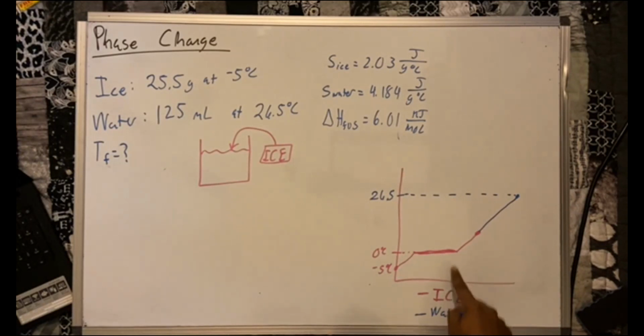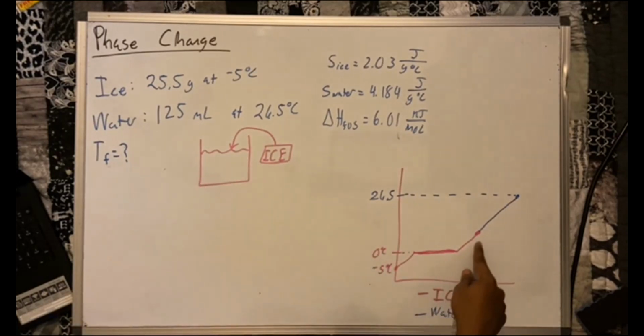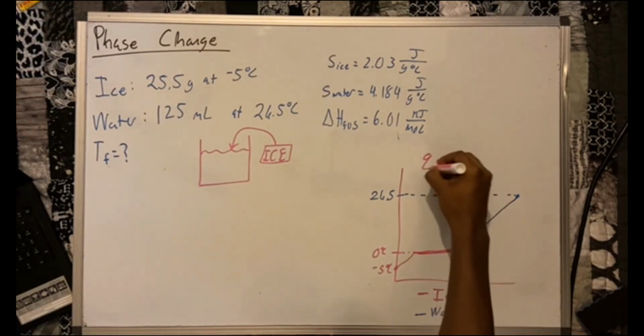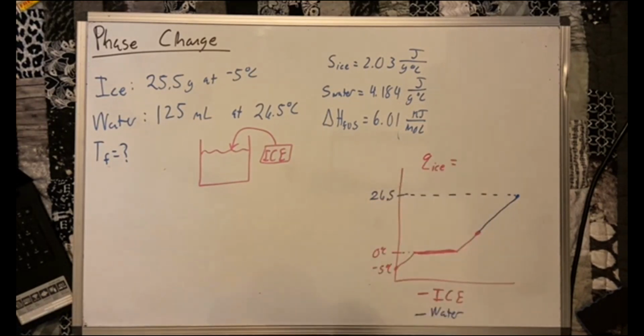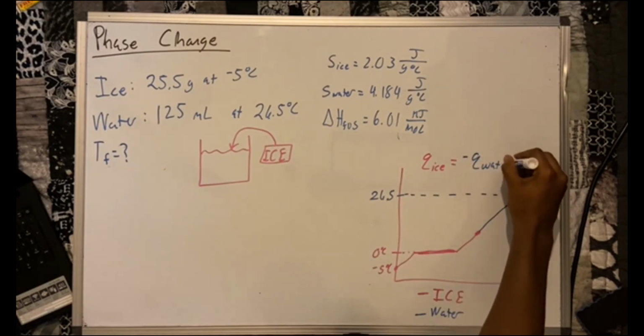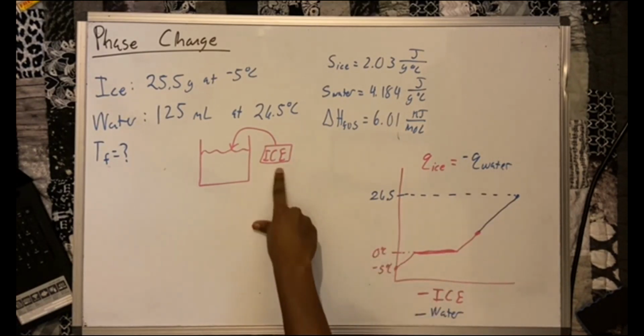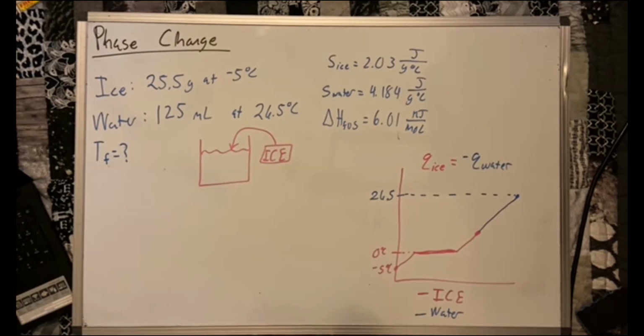Okay, so my ice is just going to heat up, melt, and then heat up again. My water is just going to cool down. Since I'm putting my ice in my water, all the heat that's heating up the ice is being taken from my water to cool it down. So I know that Q of my ice equals the negative Q of my water, because whatever heat went into this ice came from my water. Or at least I'm assuming that it is.